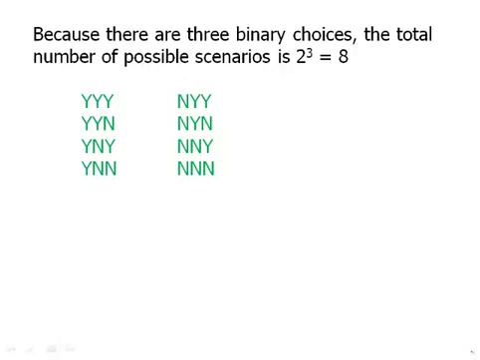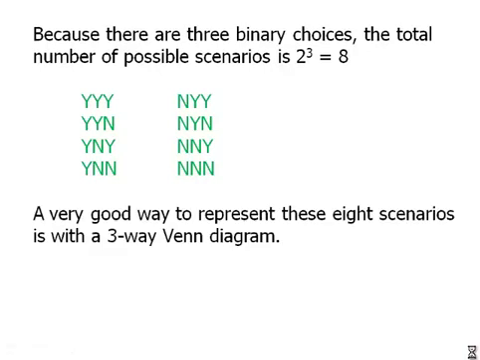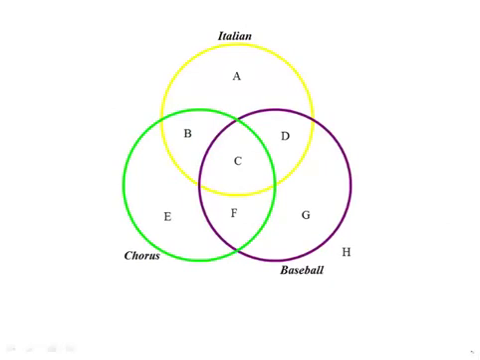And these would be, in order, the answers to those 3 questions. Do you study Italian? Do you sing in the chorus? And do you play baseball? A very good way to represent these 8 scenarios is with a 3-way Venn diagram. So much as a 2-way Venn diagram had 2 overlapping circles, a 3-way Venn diagram has 3 overlapping circles.